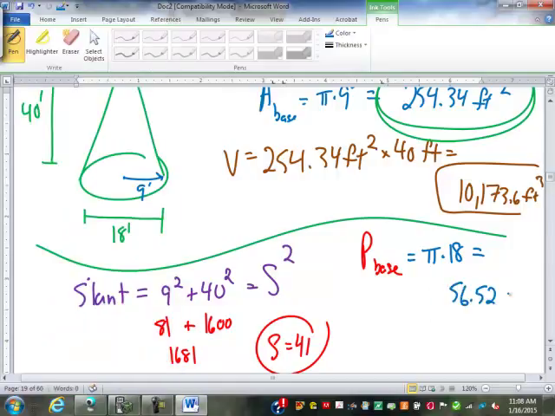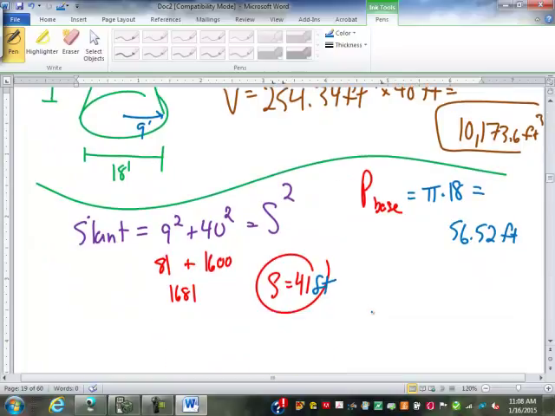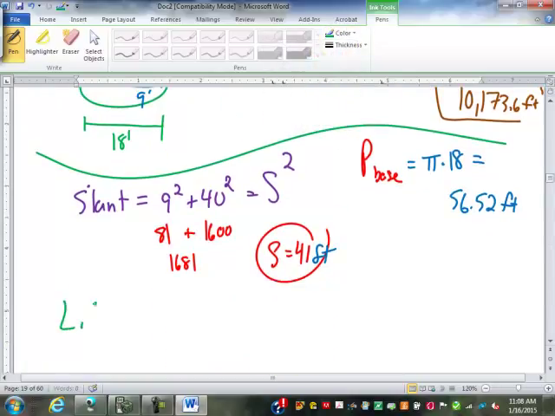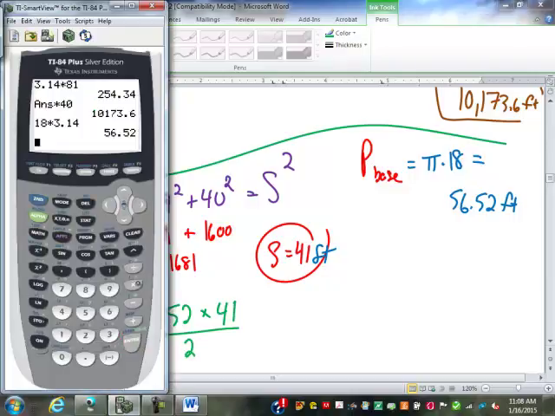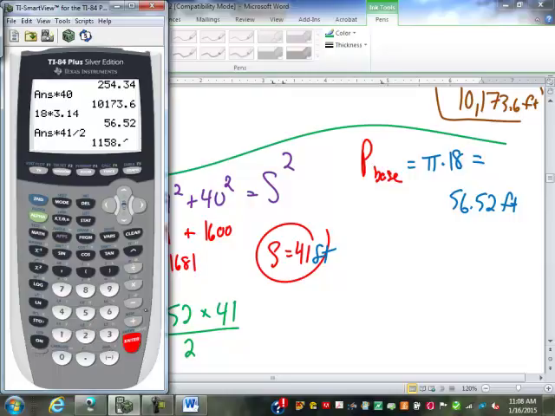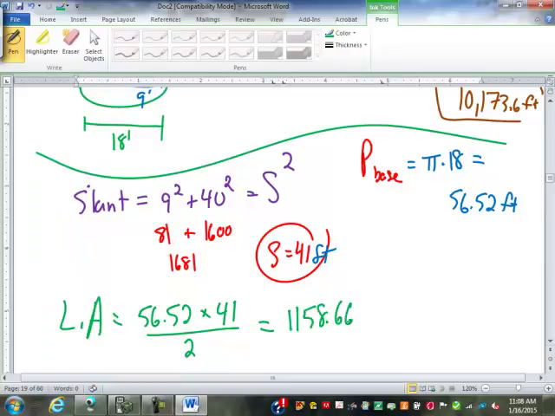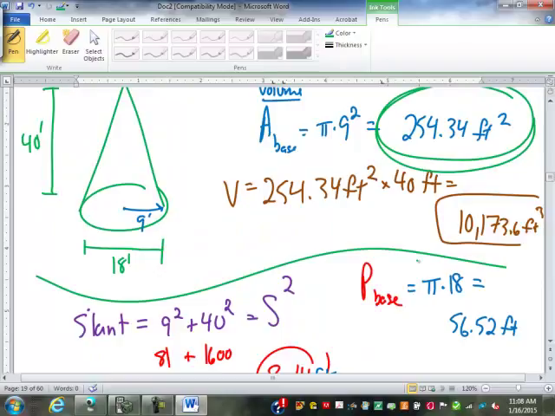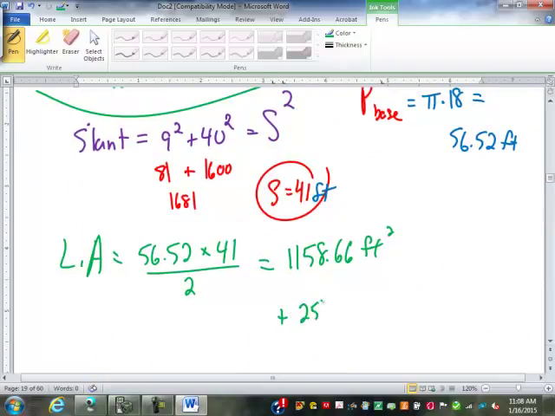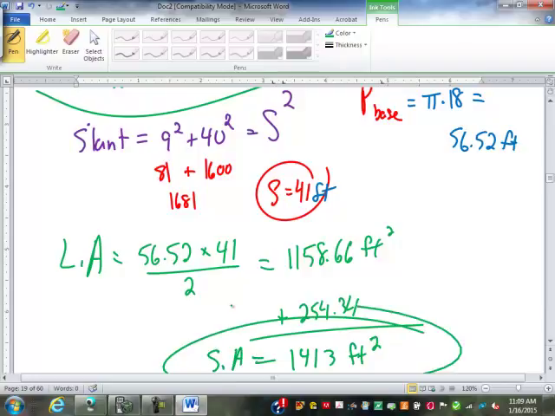56.52. Now that we have those, our lateral area is the perimeter of the base, 56.52, times the slant of 41 divided by 2. 1158.66 square feet. And to that we would add the 254.34, which is going to give us 1,413 square feet is the total surface area. What do you think?